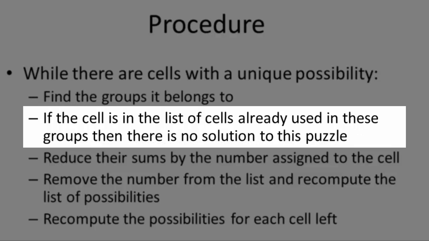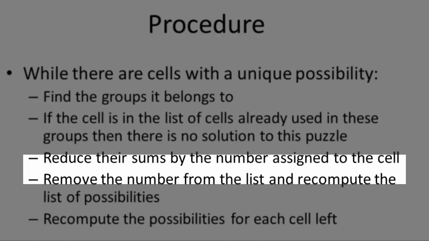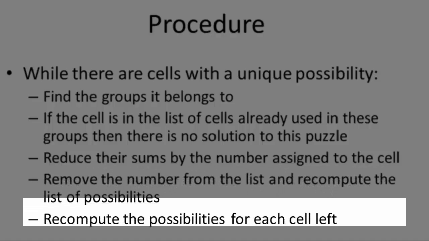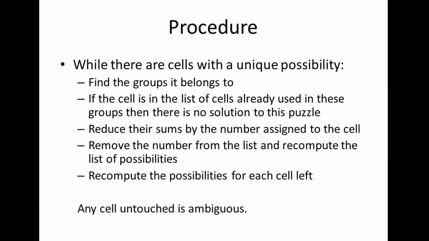If the number is in the list of numbers already used in these groups, then there is no solution to this puzzle. Reduce their sums by the number assigned to the cell. Remove the number from the list and recompute the list of possibilities. Recompute the possibilities for each cell left. Any cell untouched is ambiguous, and we've reached the end of the procedure.